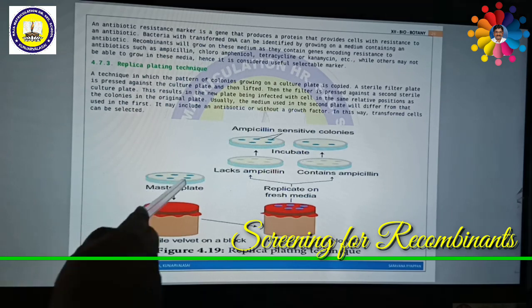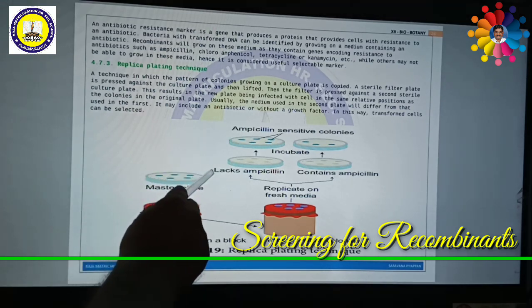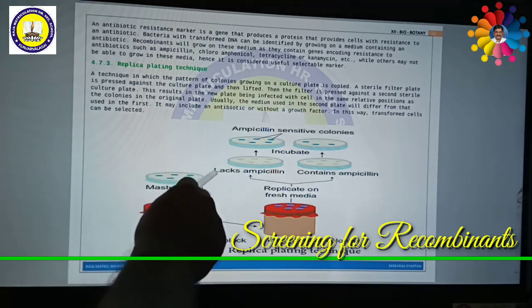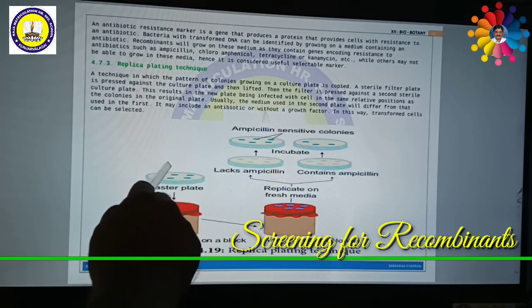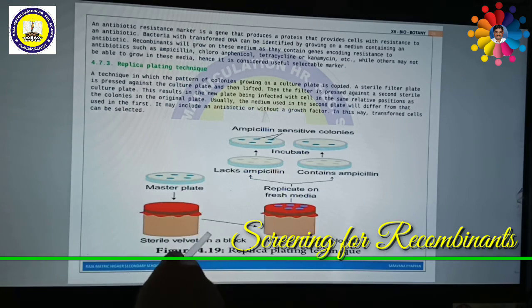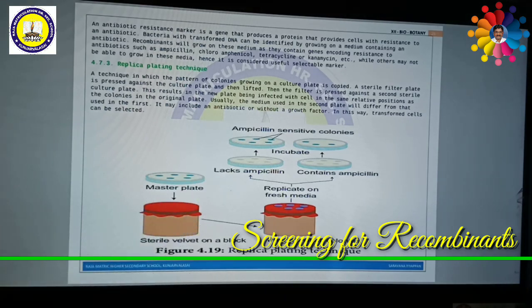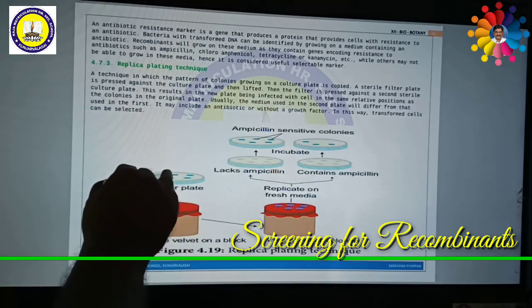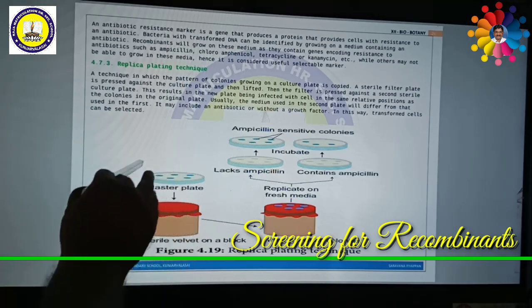It is a master plate which has the culture of microorganisms. Then what happens? This should be pressed onto a sterile velvet block. Sterile means free from microorganisms. A sterile filter plate is pressed against this culture plate. This sterile velvet plate is pressed over this master plate.